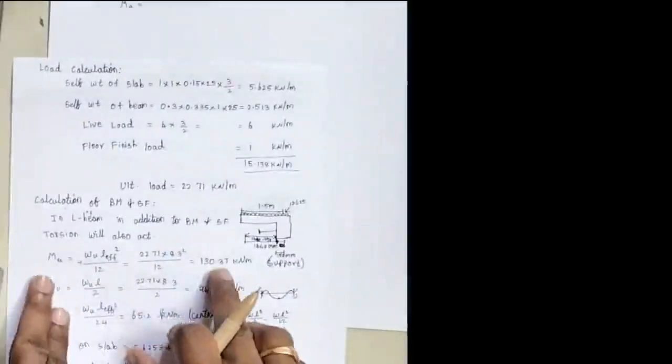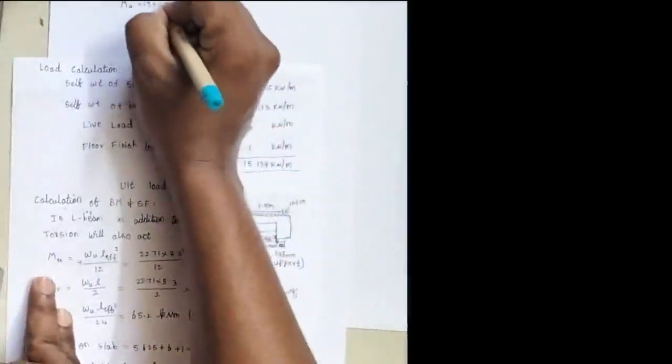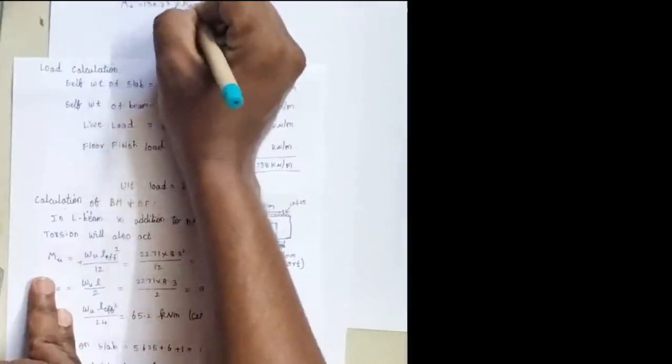So we know that from this condition the MU value is 130.37 kilonewton meter. Next I need to calculate my MT. In our code book, MT equal to TU, that is torsional moment, into 1 plus D by B divided by 1.7. So by using this formula, I need to calculate my value.